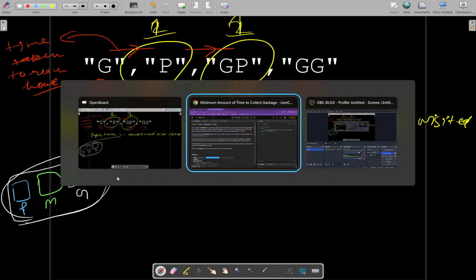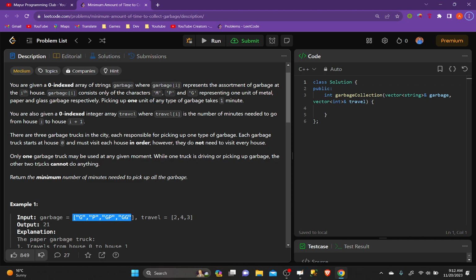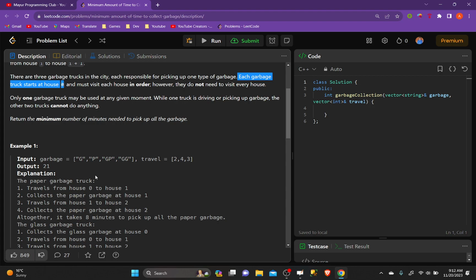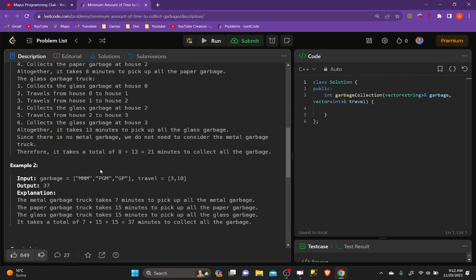Also, each garbage truck should be starting at the 0th house. It is mentioned in the problem. So you need to return the minimum number of minutes to pick up all the garbage. This is what you have to return. And let's have a look at the constraints also.